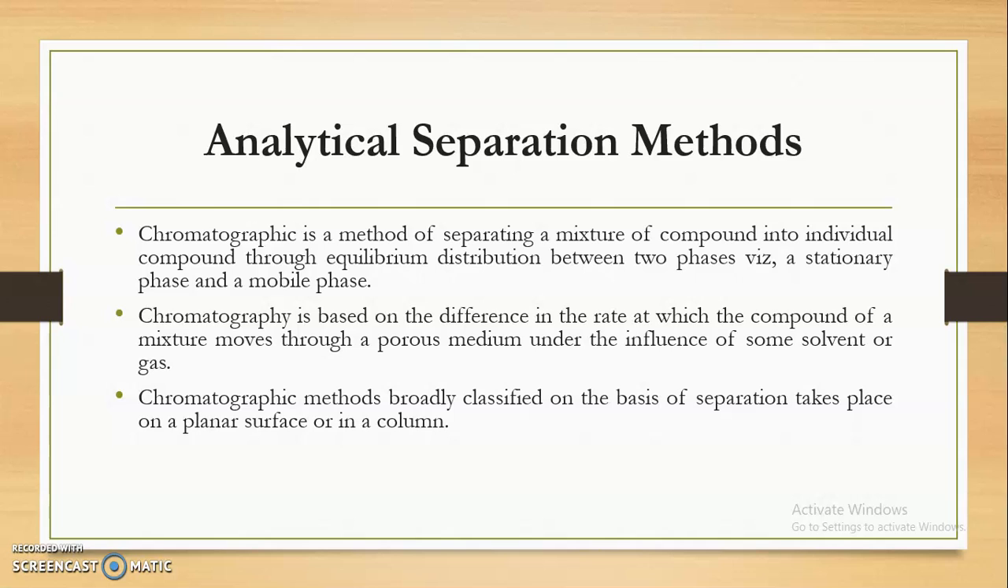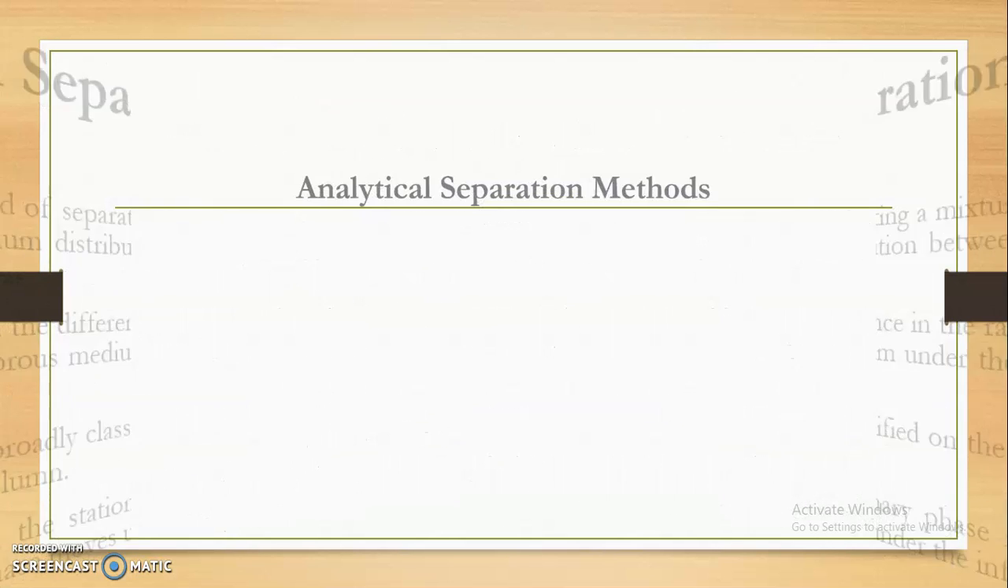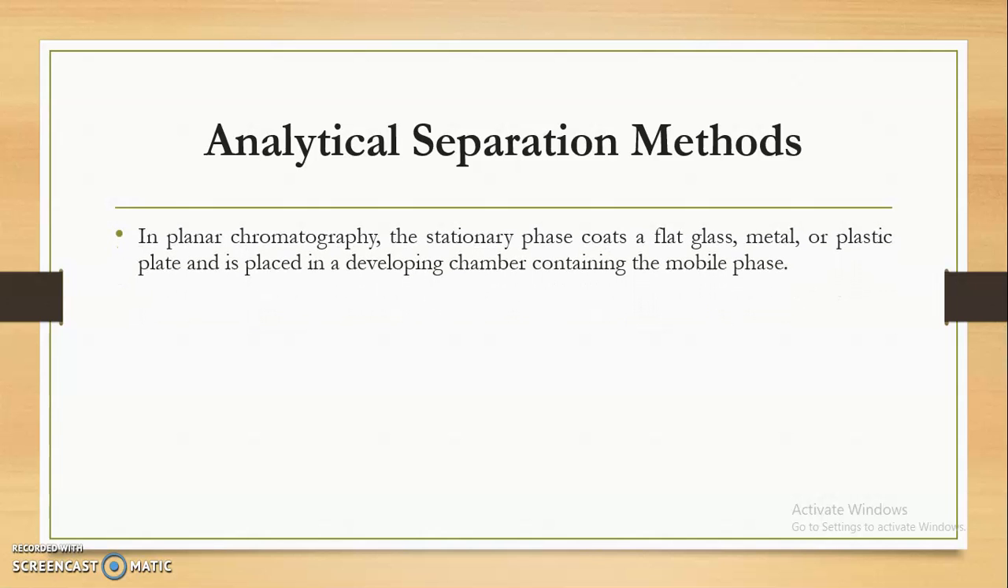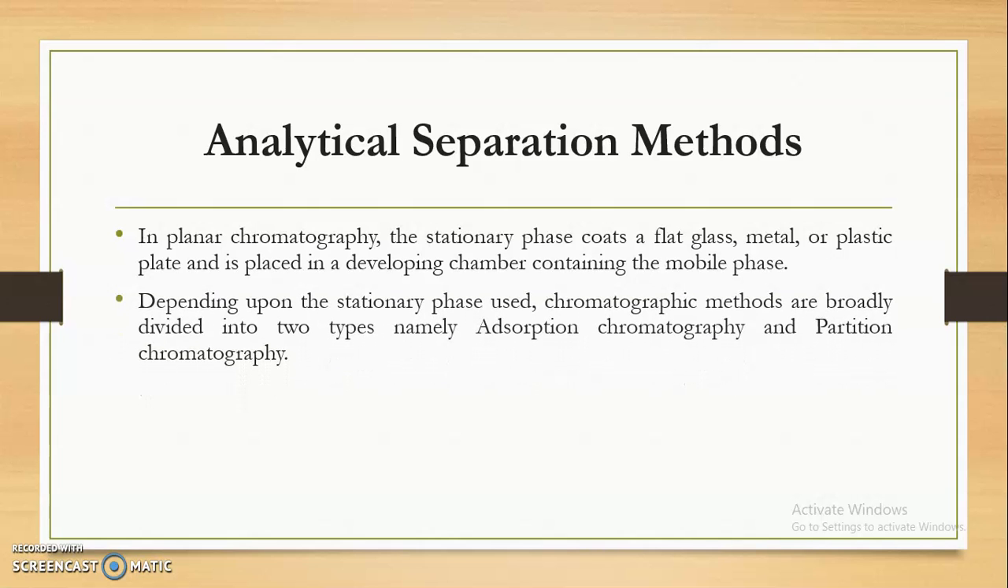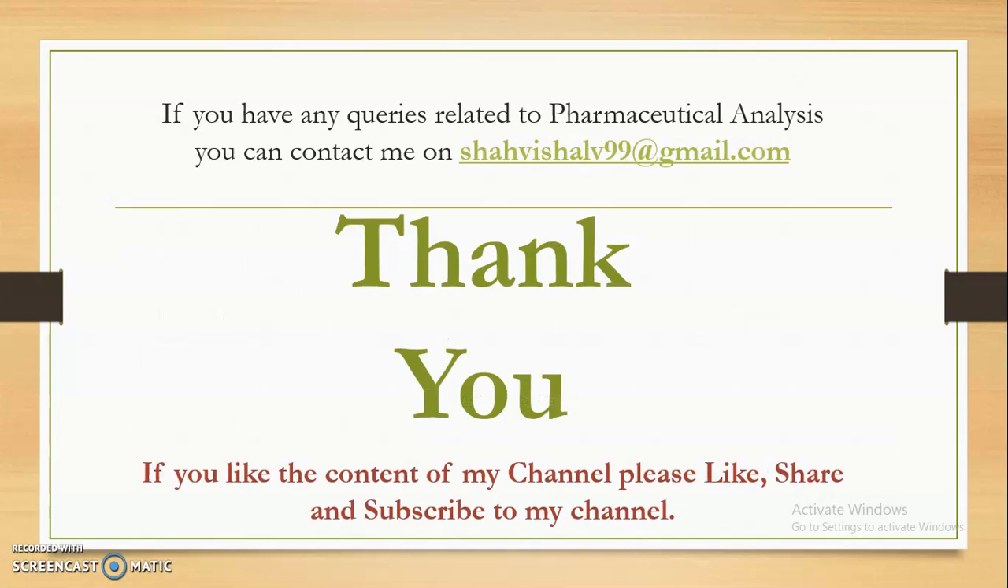Chromatographic methods are broadly classified on the basis of whether separation takes place on a planar surface or in a column. In column chromatography, the stationary phase is placed in a narrow column through which a mobile phase moves under the influence of gravity. In planar chromatography, the stationary phase is placed on a flat glass surface and the mobile phase is placed in the chamber. Depending upon the stationary phase used, chromatographic methods are broadly divided into two types: adsorption chromatography and partition chromatography. In detail we will discuss in the next video.